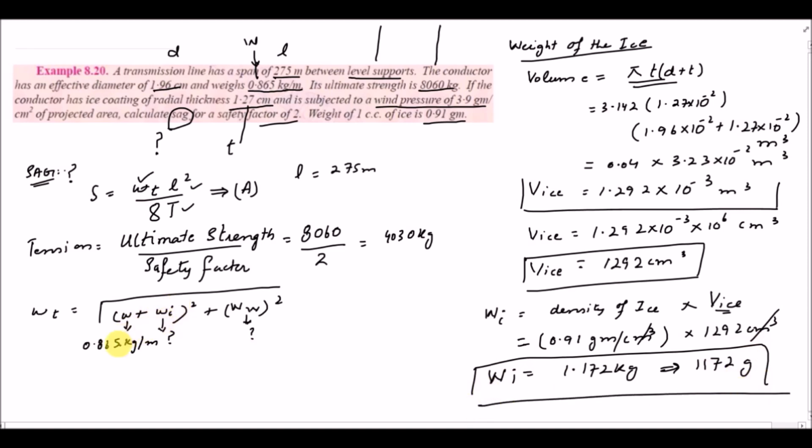So now we calculated the weight of ice, which is 1172 gram. Now we have to find the weight introduced by the wind pressure, and for that we know that in the question wind pressure is given. Pressure is equal to 3.9 gram per centimeter square, and for the weight value it will be pressure into projected area of the conductor.